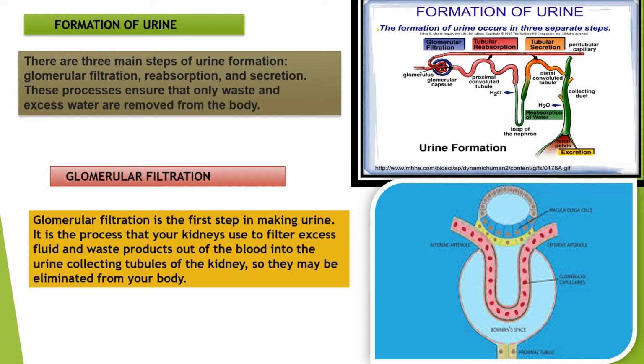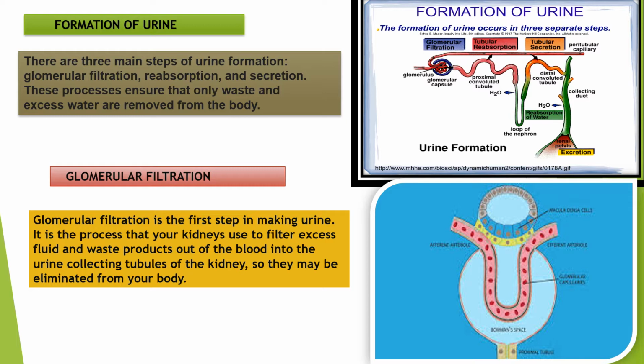So the first step is glomerular filtration. Glomerular filtration is the first step in making urine. It is the process that your kidneys use to filter excess fluids and waste products out of the blood into the urine collecting tubules of the kidney. So they may be eliminated from your body.